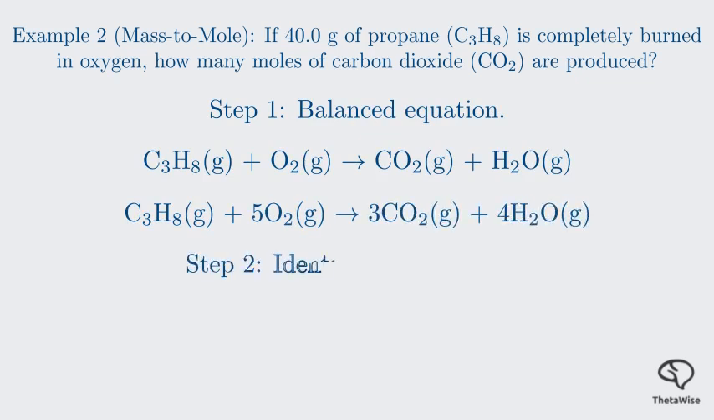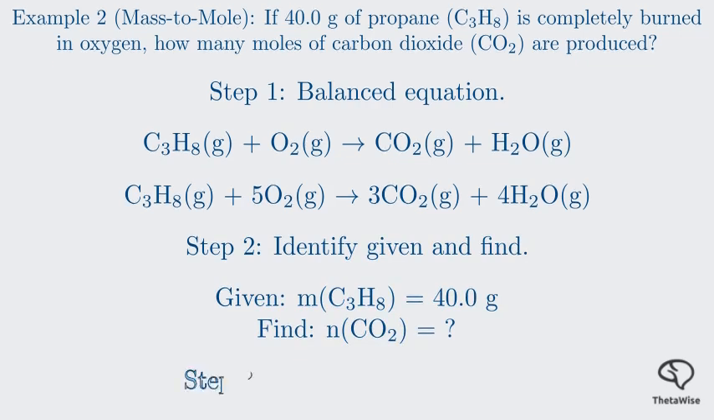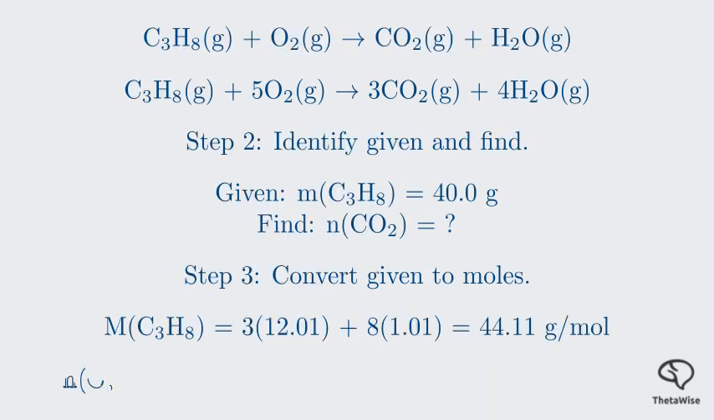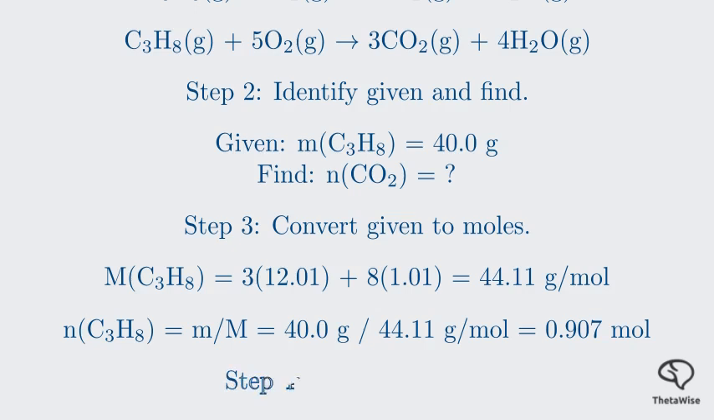Step 2. Identify given and find. We are given 40.0 grams of propane, and we need to find the moles of carbon dioxide. Step 3. Our given propane is in grams. We need to convert it to moles. For this, we'll need propane's molar mass. The molar mass of propane is about 44.1 grams per mole, so 40.0 grams divided by 44.11 grams per mole gives us 0.907 moles of propane. Step 4. The molar ratio from the balanced equation.